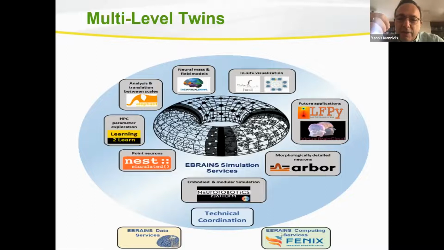This is just a pictorial depiction of the multiple levels that you need to simulate things. You need to simulate them at a cell level. You need to simulate them at a subcellular level, at the molecular level, or in the other direction, at the networking level, at the whole brain model level to understand cognition and so on.